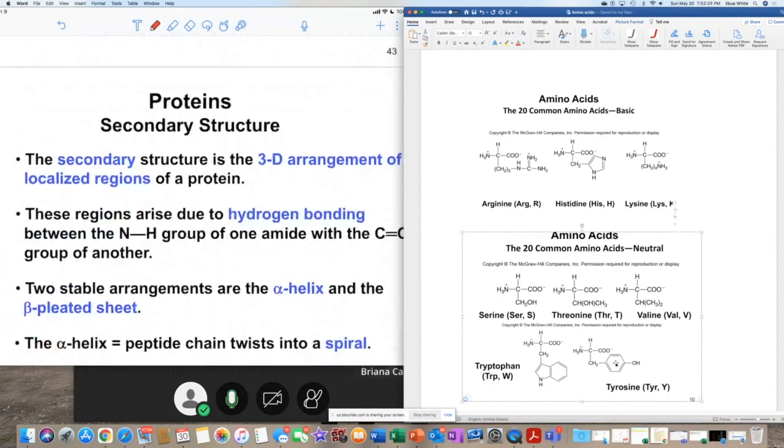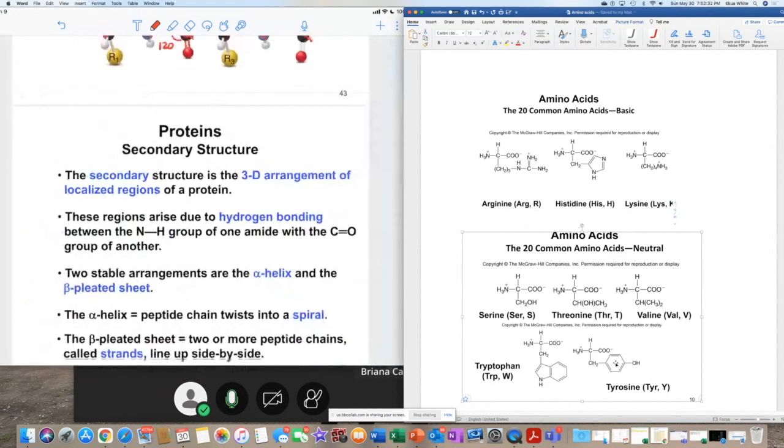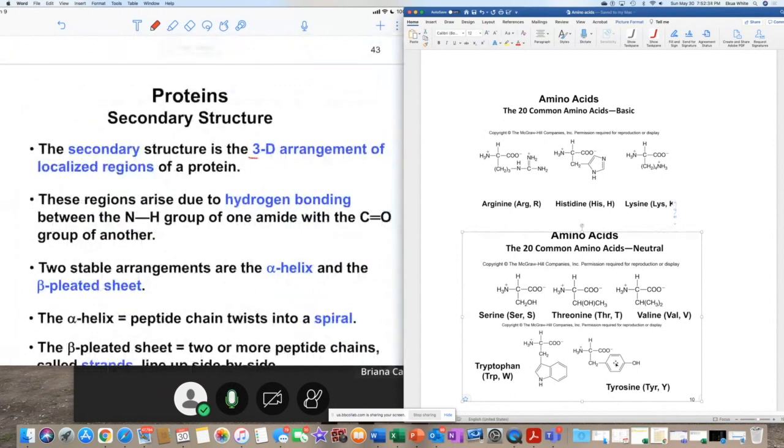Moving on. Then we have the secondary structure of protein. In the secondary structure, what we see here is a 3D arrangement of a localized region of the protein. We tend to have 2 major formations or arrangements in the protein. Those 2 stable arrangements are alpha helix and beta pleated sheet. So we're working towards that.